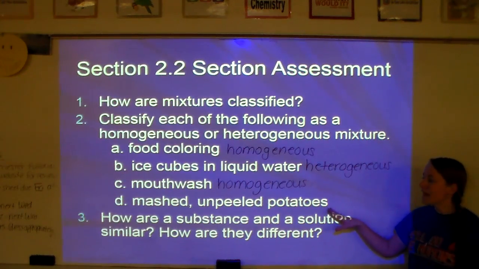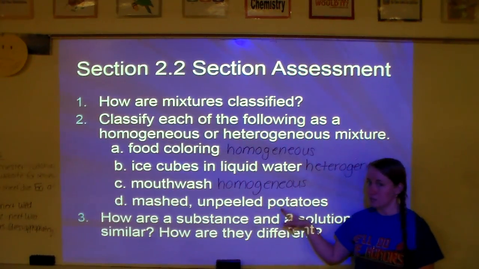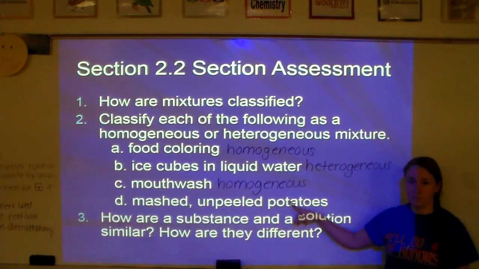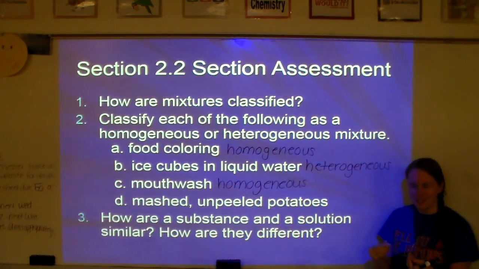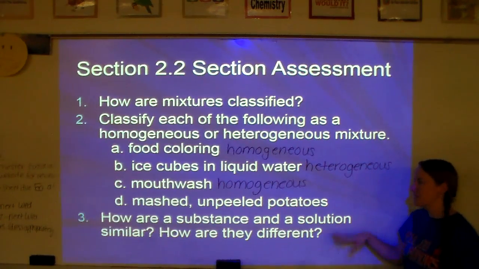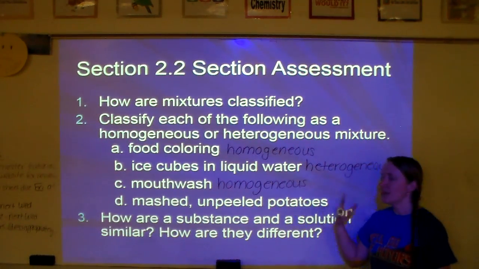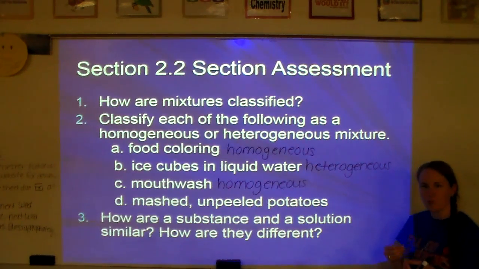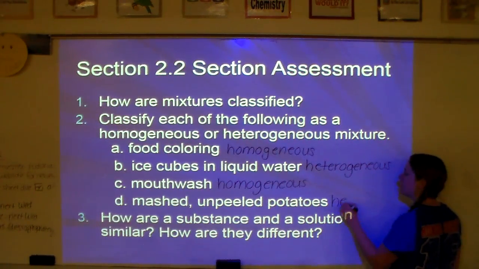All right, next one is mashed, unpeeled potatoes. So what would that be? Well, if they didn't even peel them, I'm going to be able to see the little pieces of peel in there. Like how those red skin potatoes, sometimes they don't peel them at restaurants. So I'm going to be able to see those different parts. I'm going to see the white potato, and I'm going to see those little pieces of peel. So that would be heterogeneous.